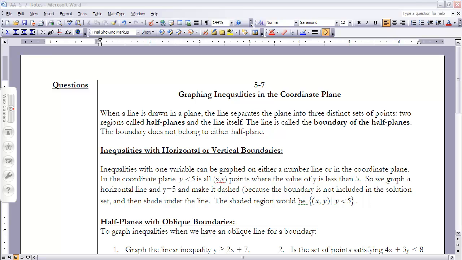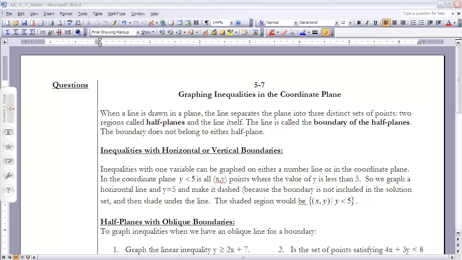Okay, so in 5.1 we looked at graphing inequalities on a number line. So we were looking at inequalities that involved one variable, whereas now we're going to look at graphing inequalities involving two variables, which we're going to have to do on a coordinate plane.